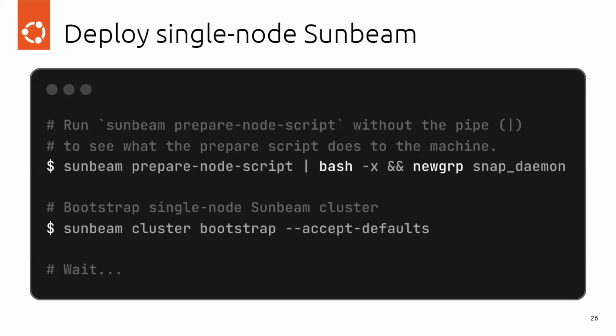After you run that command to prepare your node, we'll go ahead and bootstrap the cluster using this command. It'll just be sunbeam cluster bootstrap and then accept defaults. Typically, you'll want to configure your cloud to meet your expectations, but if you're just trying to get started, which we're doing here, you can just pass the accept defaults flag, and that'll proceed with a bunch of reasonable defaults.